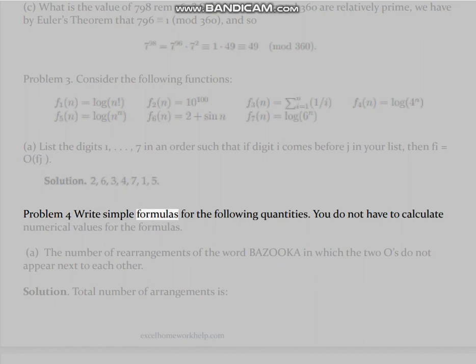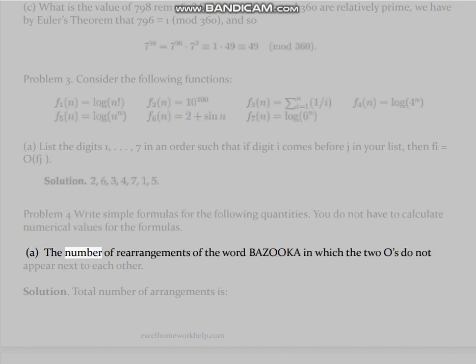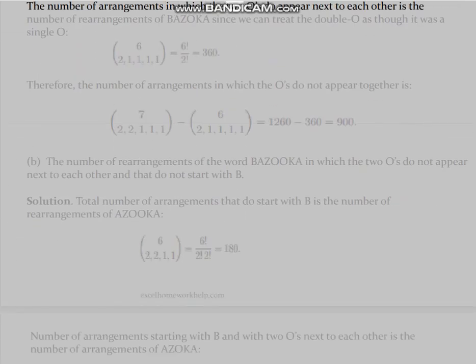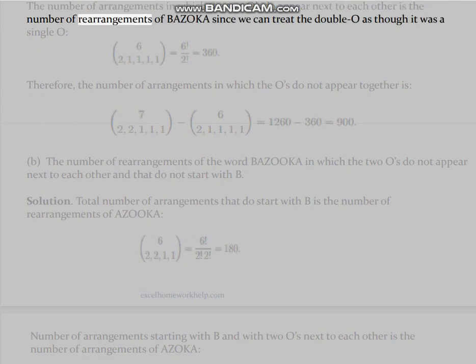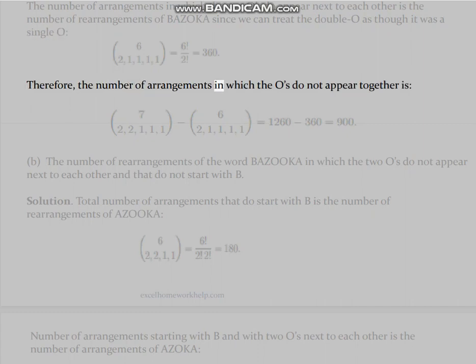Problem 4. Write simple formulas for the following quantities. You do not have to calculate numerical values for the formulas. A. The number of rearrangements of the word bazooka in which the 2 O's do not appear next to each other. Solution. Total number of arrangements is 7!/2!. The number of arrangements in which the 2 O's do appear next to each other is the number of rearrangements of bazooka, since we can treat the OO as though it was a single O. Therefore, the number of arrangements in which the O's do not appear together is the difference.